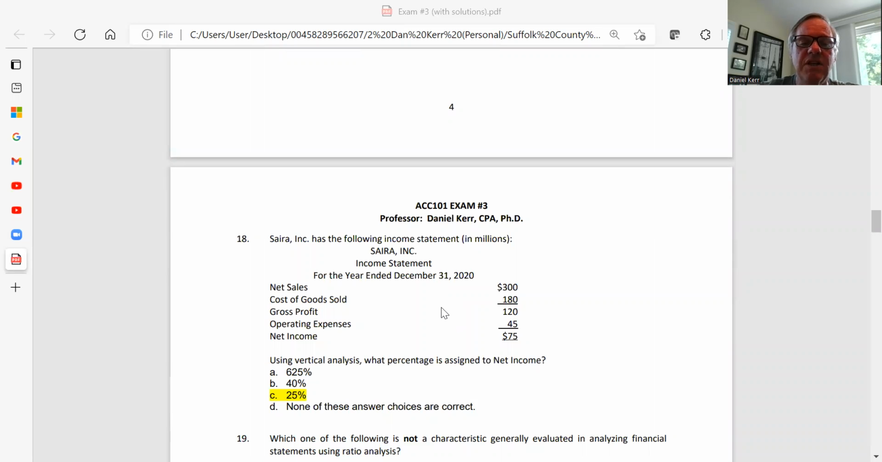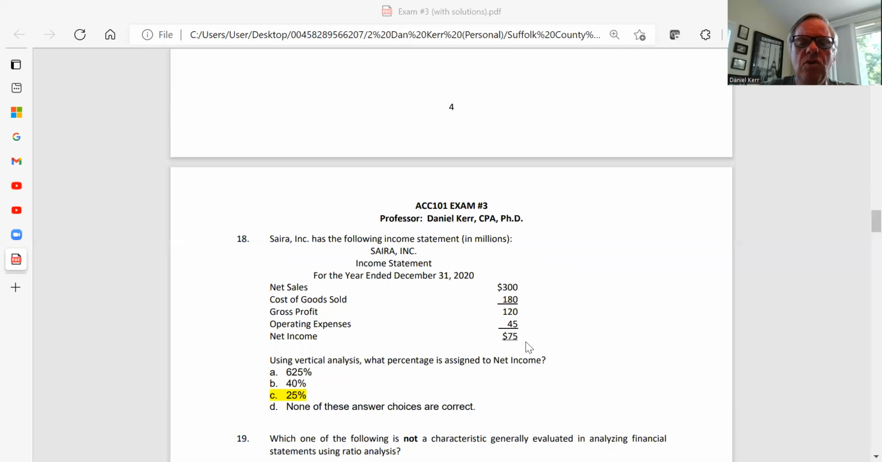18, so they gave us this company. They had the following information. They want us to use vertical analysis. What is the percentage of net income? So under vertical analysis, you take the 75 net income and you divide by the 300 net sales and you get 25%. This one here is very similar to one of the problems that we're going to get to later on.